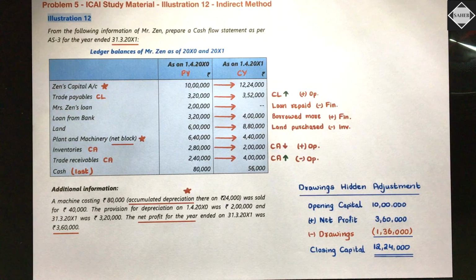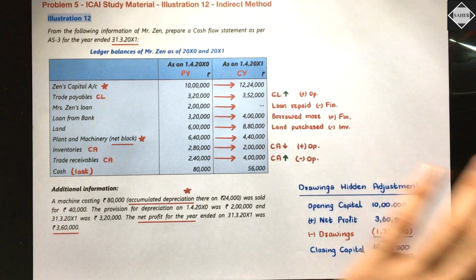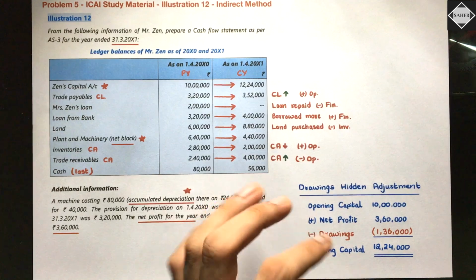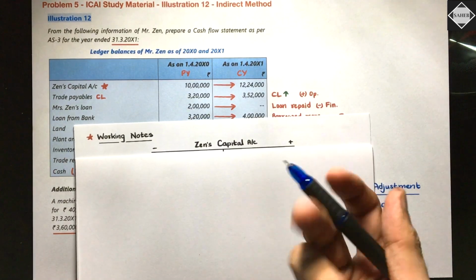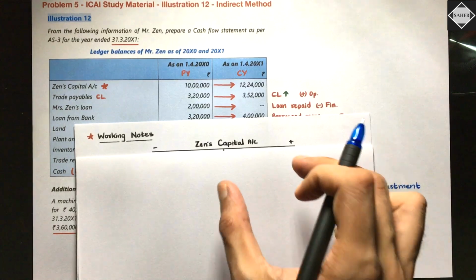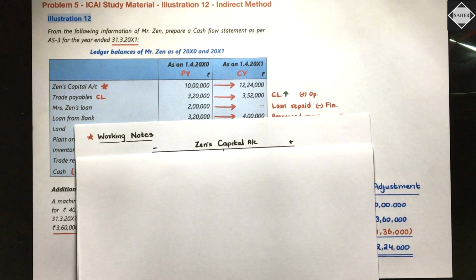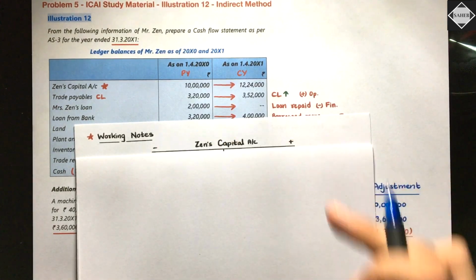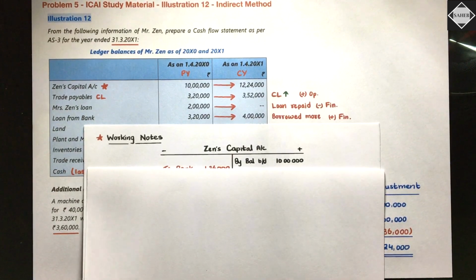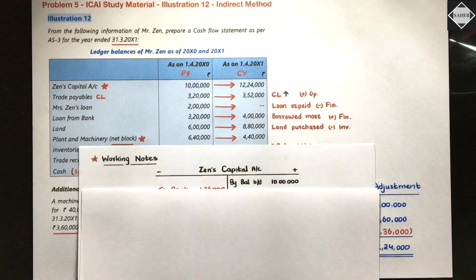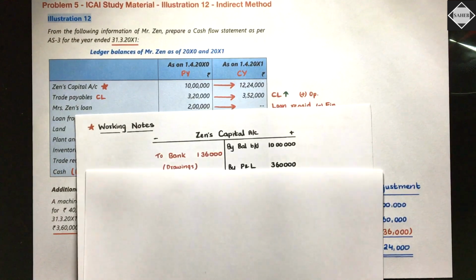Fine, understood. All right, now let's make a ledger account of this Zen's capital. Some people may understand by this, or for some people they need a ledger account. So see here, Zen's capital account. A capital account has a credit balance: opening balance on the credit side, closing balance on the debit side, and debit means minus, credit means plus. So see here, by balance b/d 10 lakh, right? And then the closing balance is 12,24,000. It's given in the question.